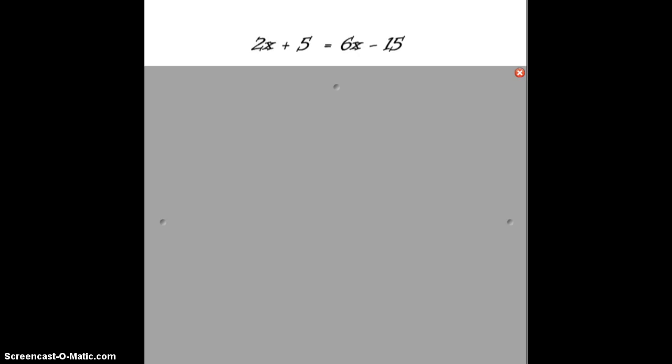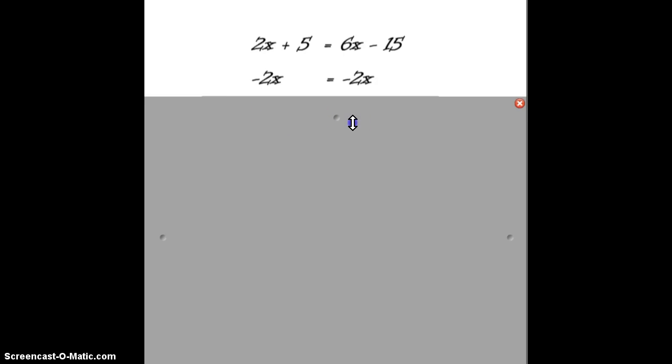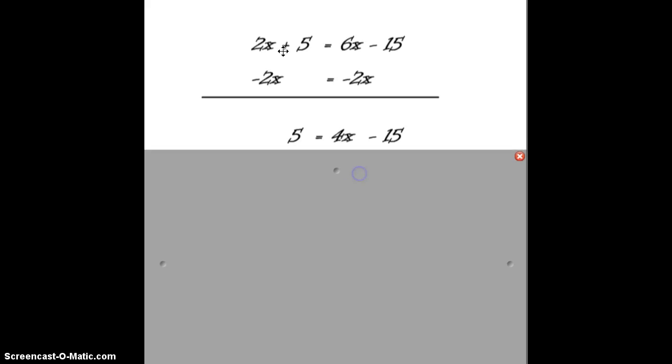2x plus 5 is equal to 6x minus 15. We first want to get all the x's, or the unknowns, on the same side. I want to start by moving the 2x's from the left to the right side. I subtract 2x on the left and 2x on the right. These 2x's on the left become 0 pairs, and the only thing I'm left with on the left-hand side is 5. And on the right-hand side, 6x's minus 2x's leaves me with 4x.